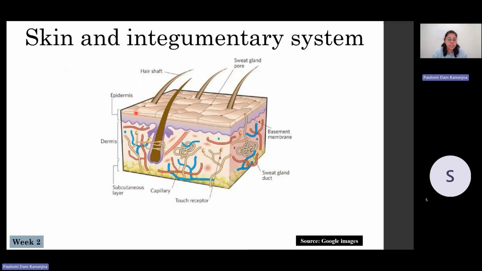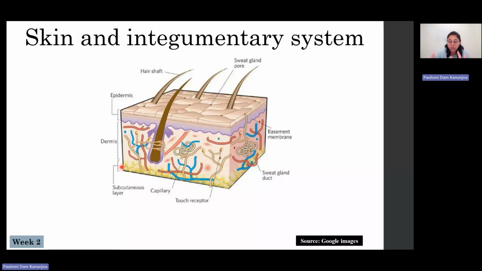And then if you remember, in your dermis, you had several layers. In the dermis, you had several capillaries, touch receptors, and hair follicles, the base of which come up as hair shafts. You have these sweat glands, sebaceous glands basically here. So the ducts are there. And below dermis, you have the subcutaneous layer, right? If you remember. Now, why is this important?